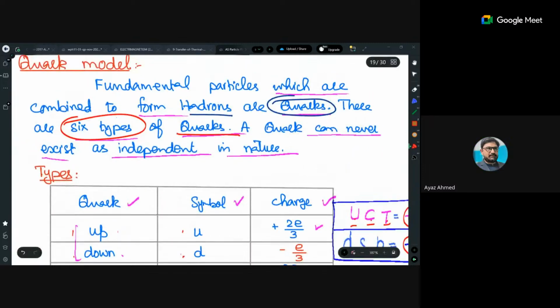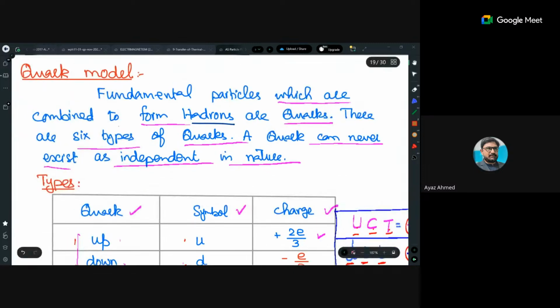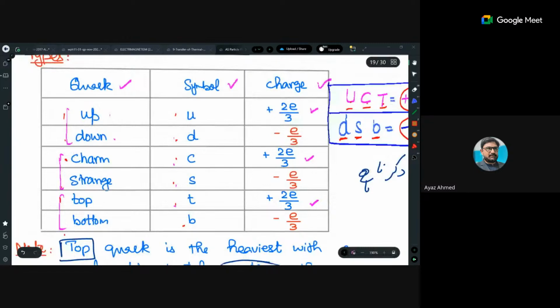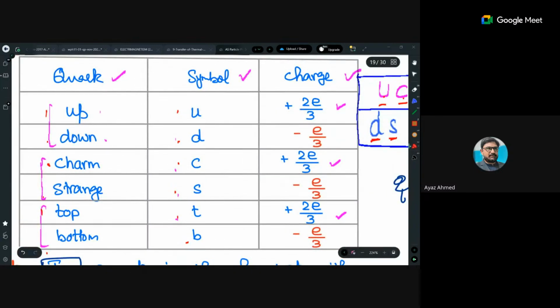Okay. So quark model means we have to discuss what the quarks are, what their types are, and which particles are made from quarks. I told you that the fundamental particles which combine to form hadrons are quarks, right? There are six types of quarks, with their charges and symbols. This is very important. I will let you know how to recall it, because it is not given to you. You have to recall it. Questions are asked frequently from here.